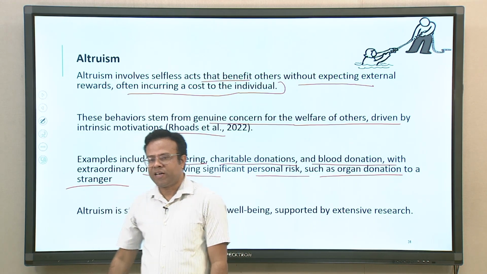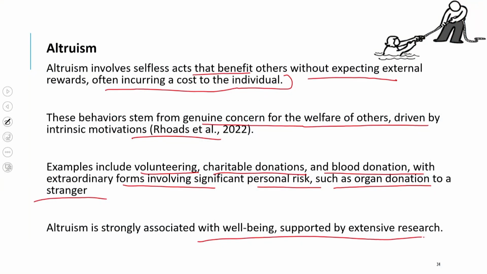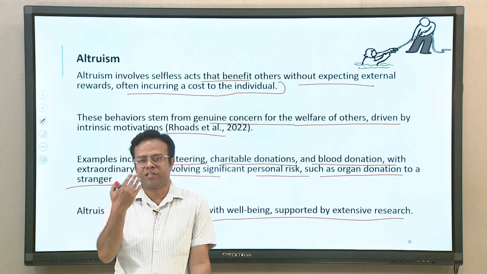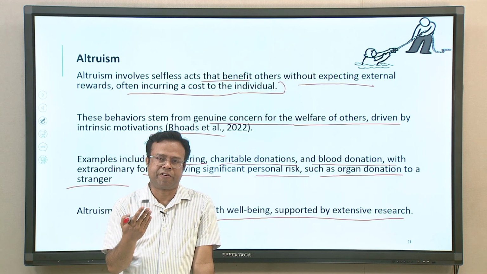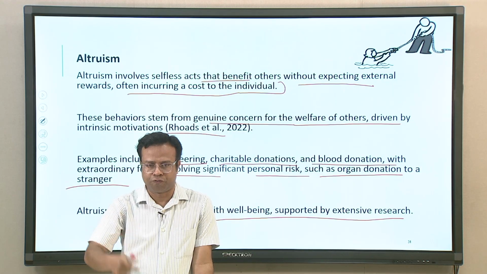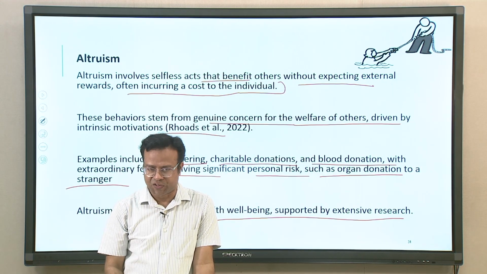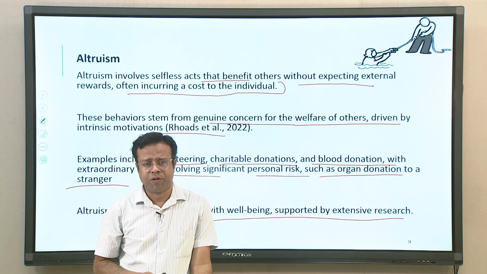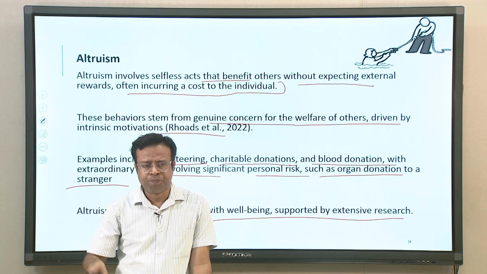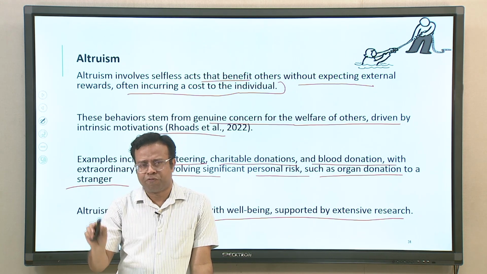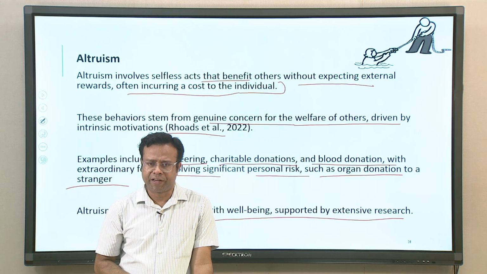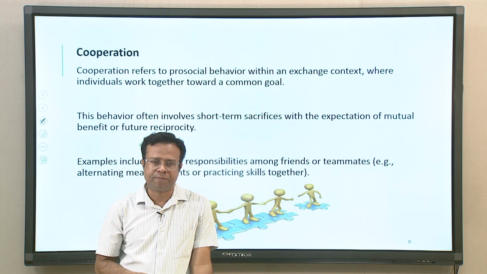Altruism is strongly associated with well-being, supported by extensive research. Some of these things we will look at a little later. People who are altruistic generally experience a variety of indicators of well-being. Their well-being generally enhances, as a lot of empirical research shows. We will focus on that a little more. So, this is one category of prosocial behavior, called altruistic behavior.